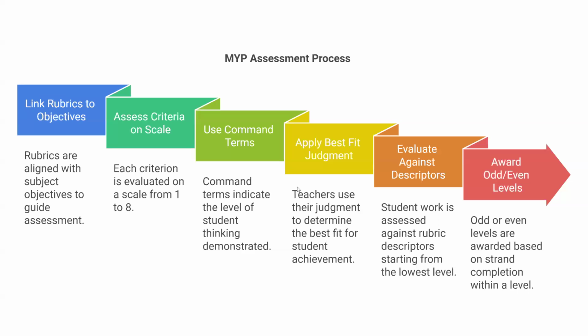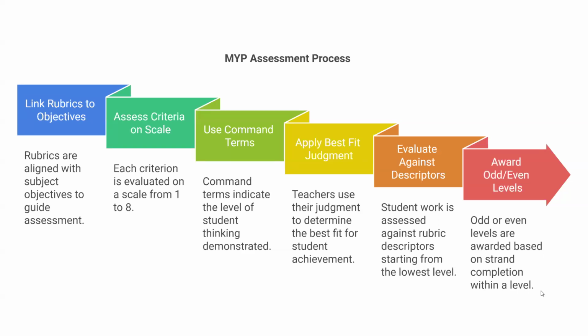Then the teacher applies best fit judgment, so you cannot give a decimal number. You cannot give an average to a student when you're giving any grades in the MYP. You evaluate against the descriptors. You read the descriptor and start grading from the lowest level, and you move up from the top. Then you award odd or even levels. Either you give 1 or 2, looking at how the students have written the answers. So odd or even levels are awarded based on strand completion within a level.